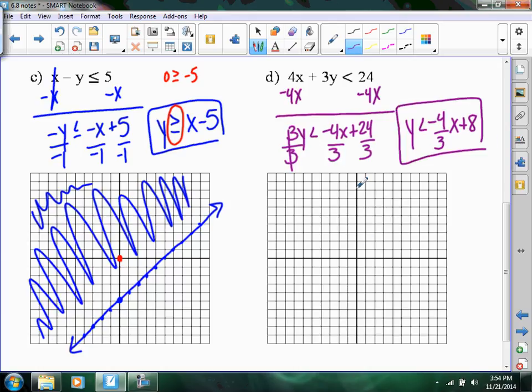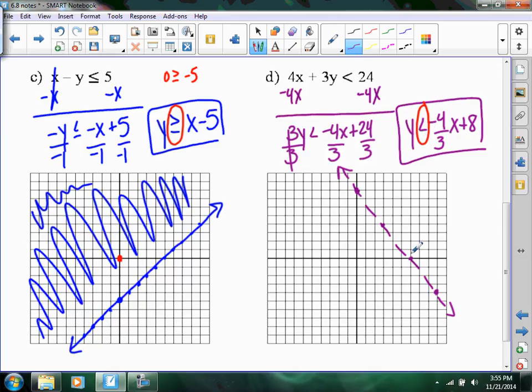So I'm going to start at 8 on the y-axis. I'm going to go down 4 and over 3. Down 4 and over 3. 1, 2, 3, 4, and over 3. There we go. Now again, I need to look at my inequality sign to figure out what kind of line I need. It's just less than, so I'm going to make a dashed line. And then since it is less than, I want to shade below.